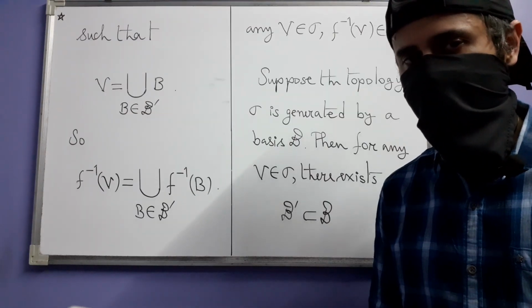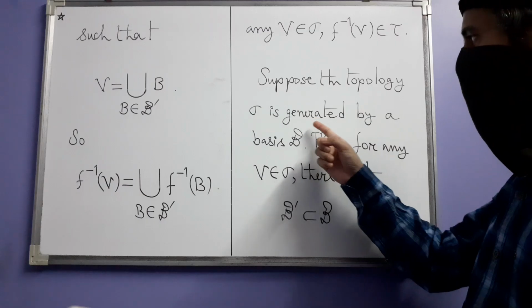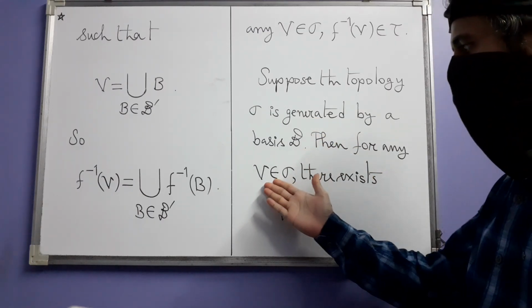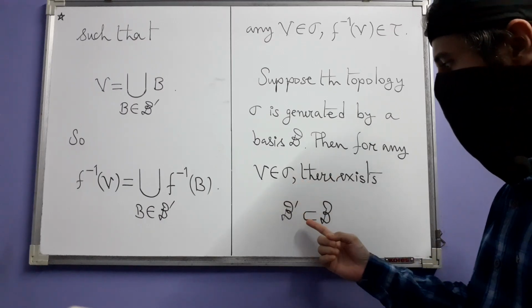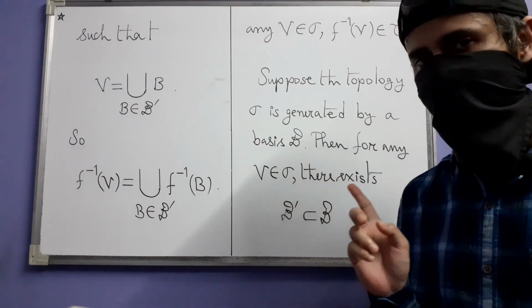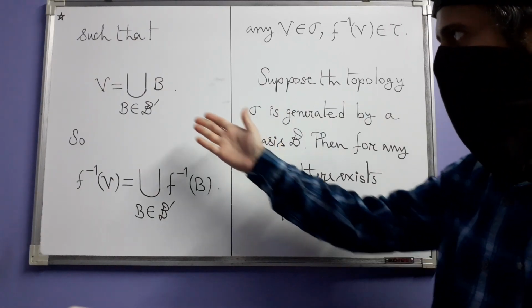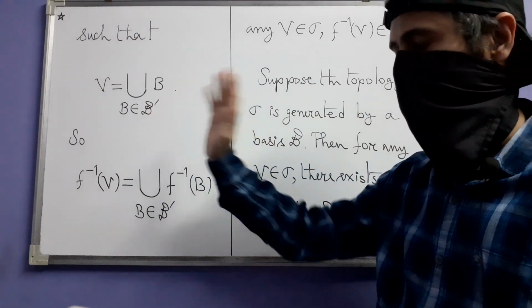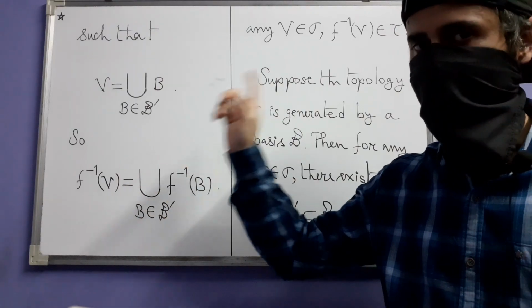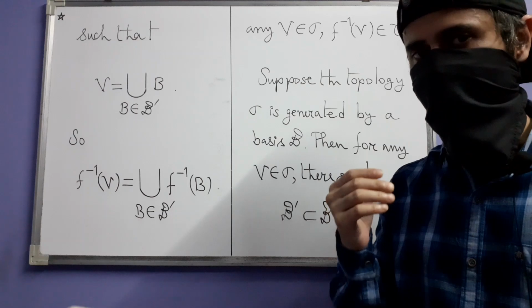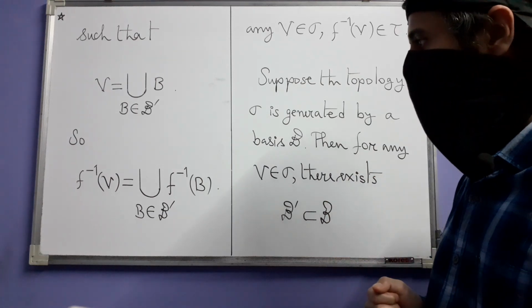Now suppose the topology sigma is generated by some basis B. Then for any open set V in sigma, you will find a subcollection of the basis, let's call it B prime, such that V will be the union of the elements of B prime. It comes from a previous result. We got this when we discussed bases for topologies.